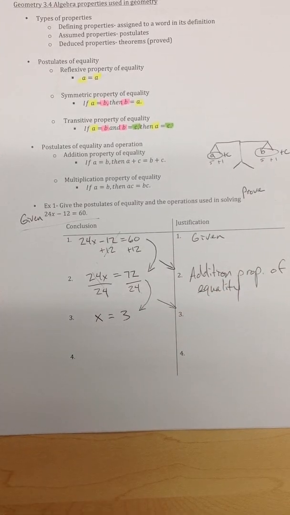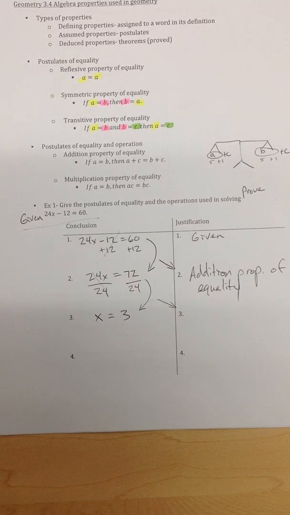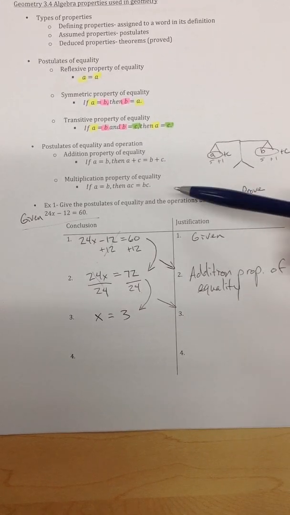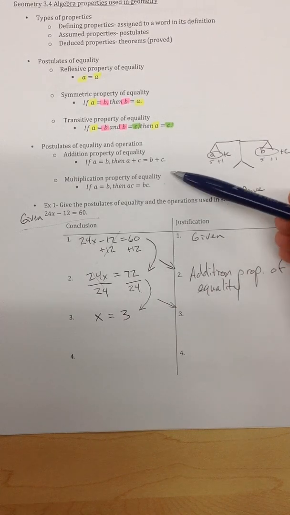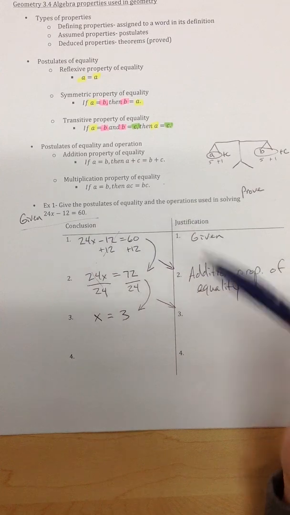So if I'm dividing both sides by the same thing, well, we talked about before that dividing each side by the same thing is the same as multiplying by the reciprocal. So really here we're going to use the multiplication property of equality.